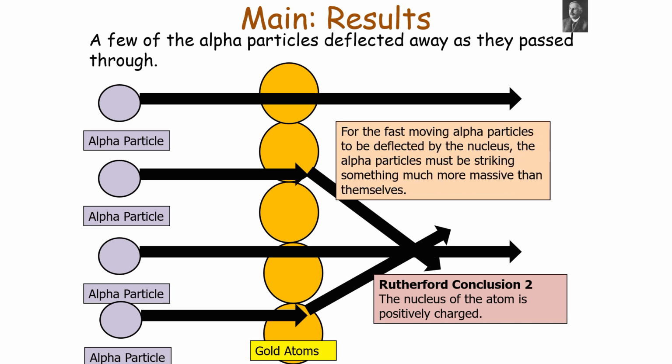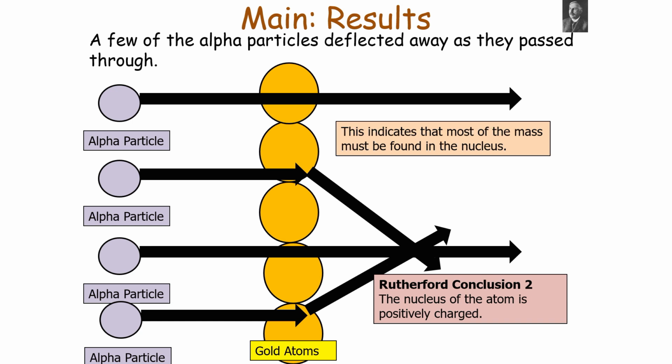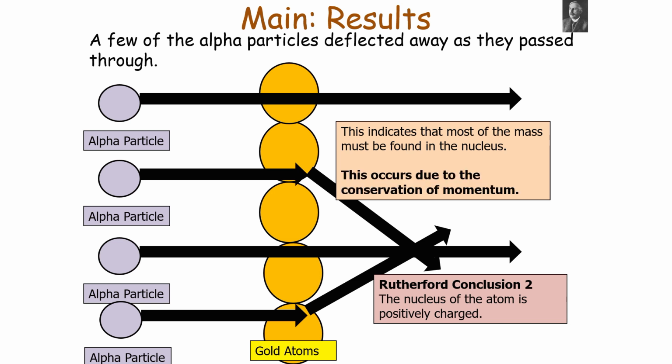Now, like mentioned before, for the fast moving alpha particles to be deflected by the nucleus, the alpha particles must be striking something much more massive than themselves, which indicated that most of the mass of the atom must be found in the nucleus, because we must have the conservation of momentum, that when this deflection occurs, most of the mass must be inside the nucleus of the atom.